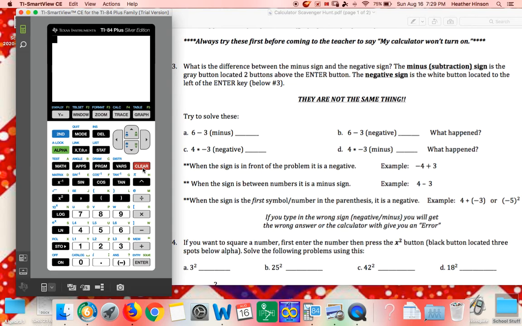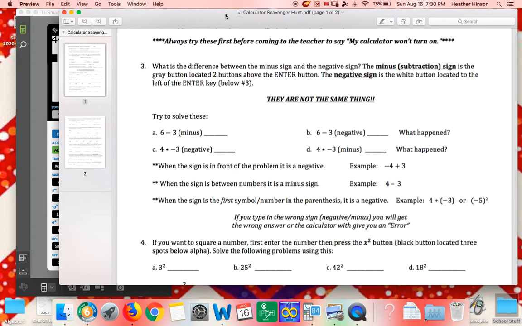So if your sign is in front, it's going to be a negative, which is going to be this bottom button in parentheses. If it's between the numbers, it's a minus sign. So this one right here, that's not 4 negative 3. That is 4 minus 3, which obviously is 1. So a good way to remember which one is which.